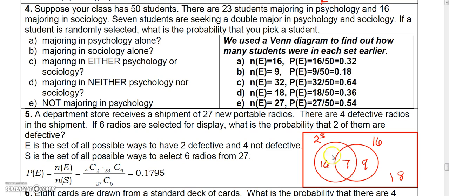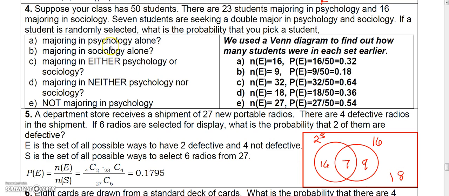And then I can take 7 away from 23 and get that there's only 16 that's majoring only in psychology. Take 7 away from this 16 and I get 9 that's only majoring in sociology. And then if you add these 3 together, you get 32. Subtract it from 50, you get 18 that are majoring in neither. And then once you get this filled out, you can answer any question.